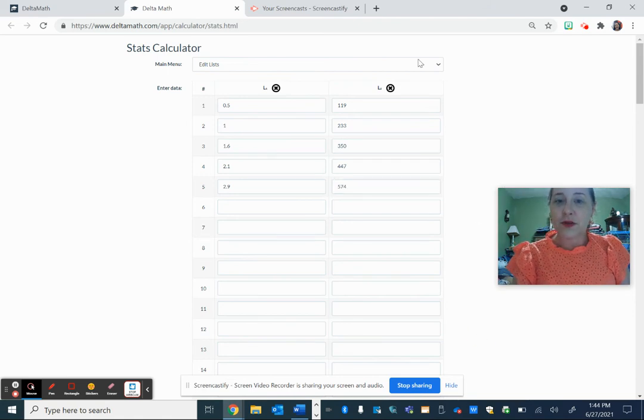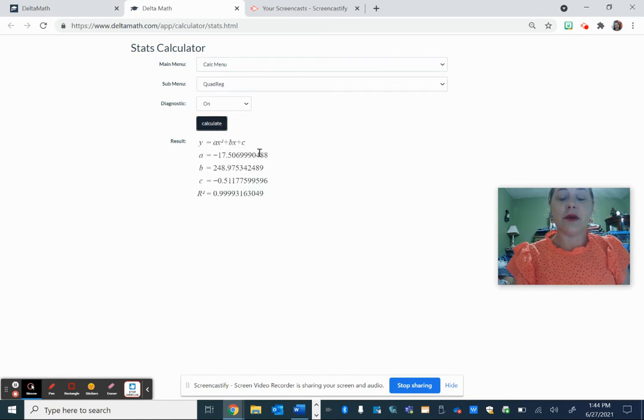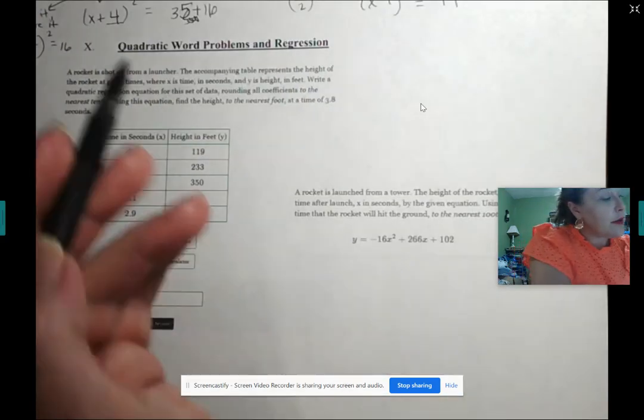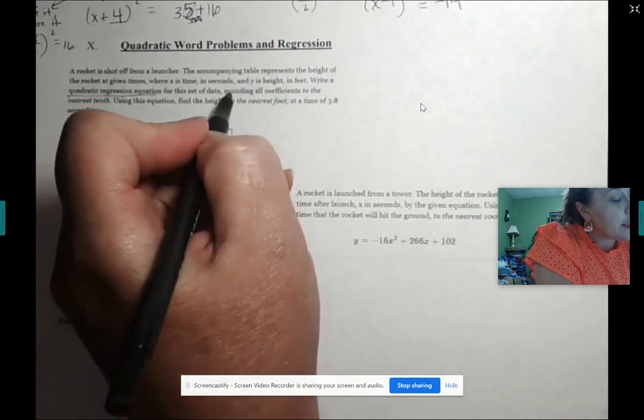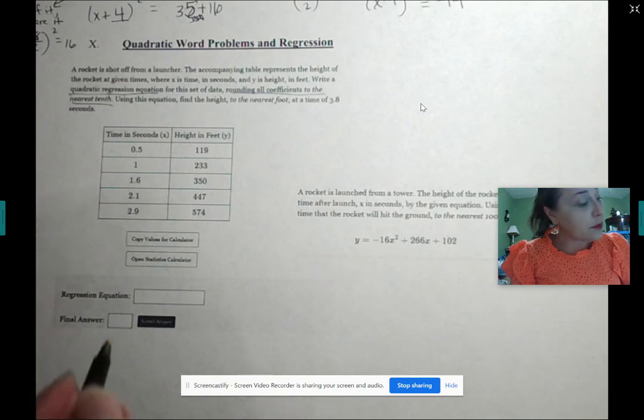And then I'm going to go to the calculator menu and choose quadratic regression and hit OK. Now that gives you lots of decimals, but if you read, it says on your sheet of paper that you're supposed to write, it's very specific, a quadratic regression equation rounding all coefficients to the nearest tenth. So I'm just using one decimal place.